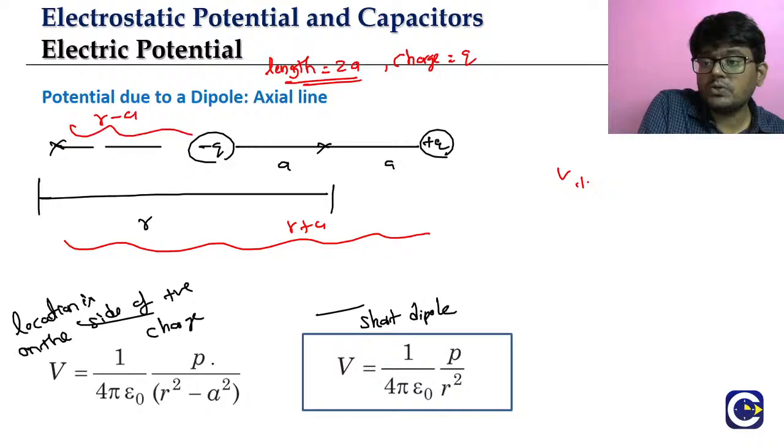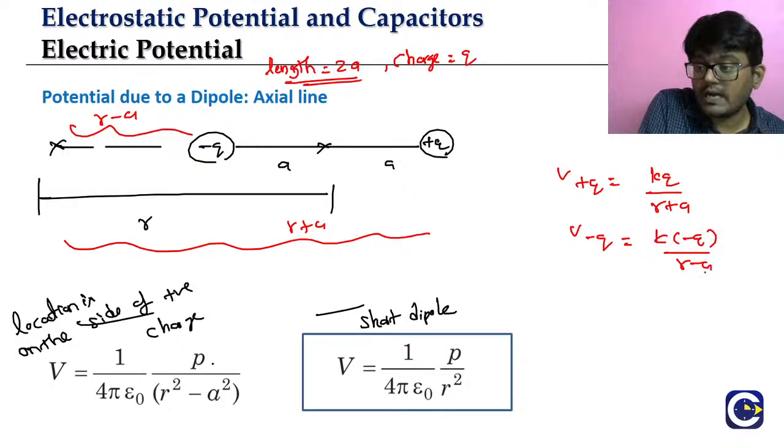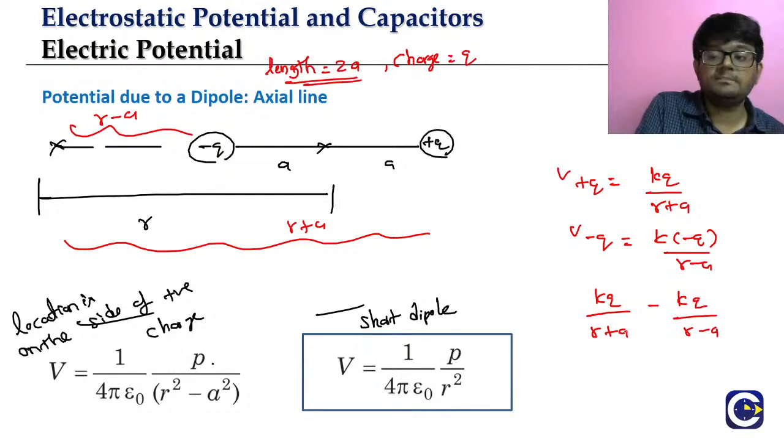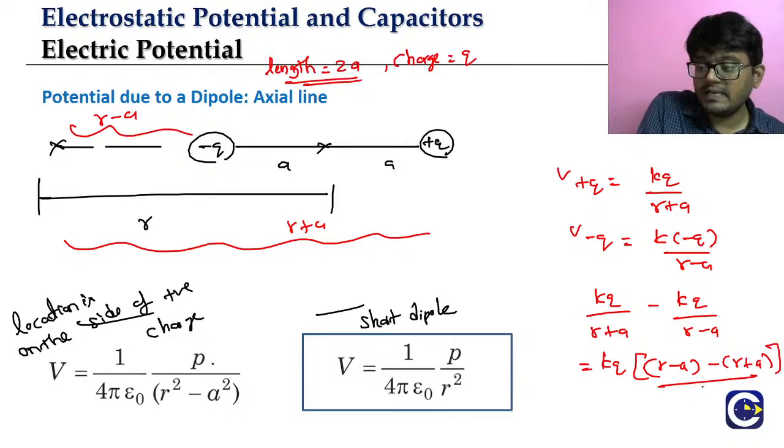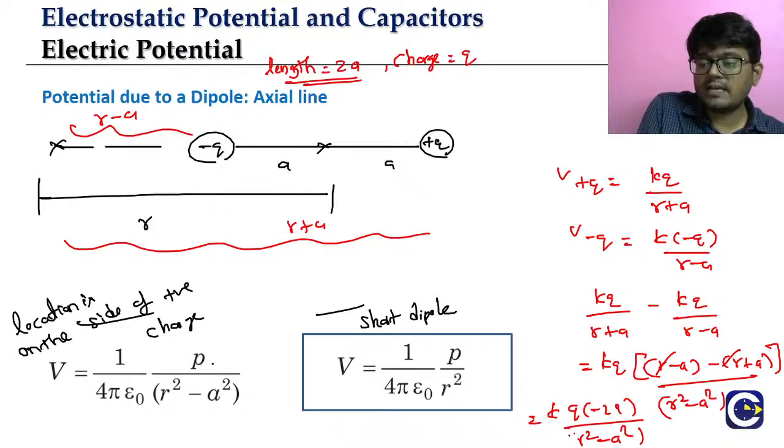So the potential due to the positive charge will be what? KQ by R plus A. Potential due to the negative charge will be what? K into minus Q by R minus A. If we add, KQ by R plus A minus KQ by R minus A. Taking KQ common, R minus A minus R plus A divided by R square minus A square. So R cancels, and we get K into Q into minus 2A divided by R square minus A square.